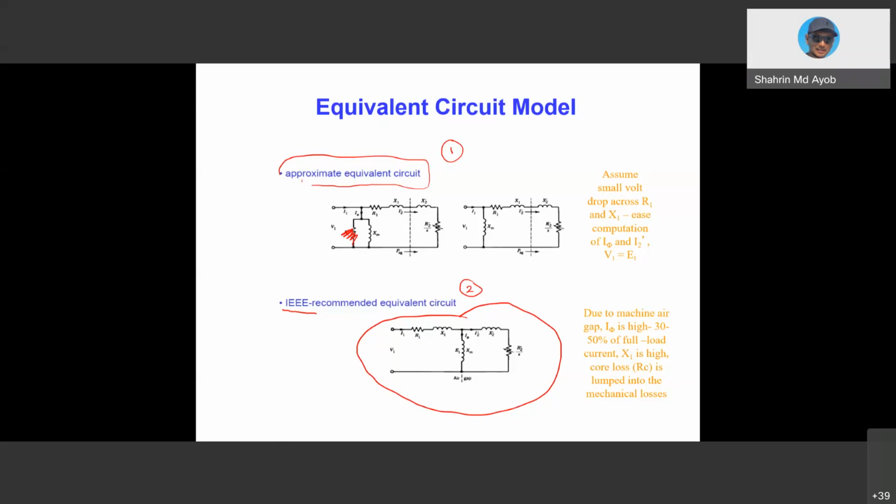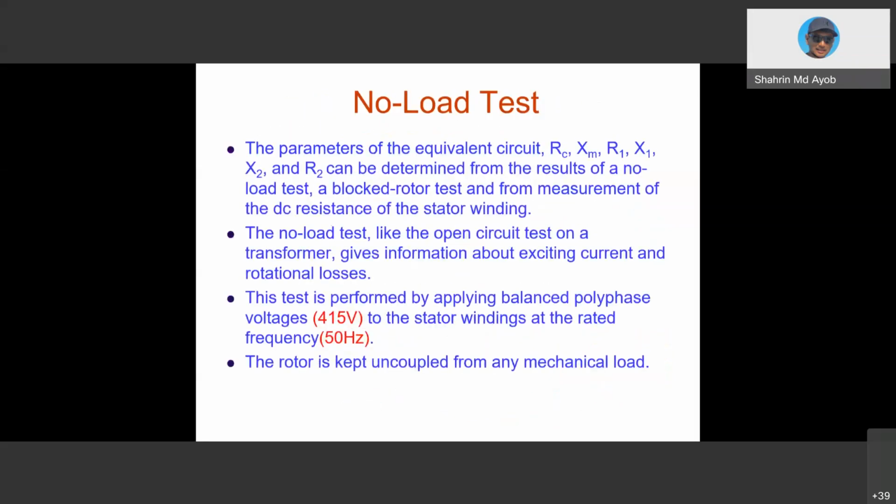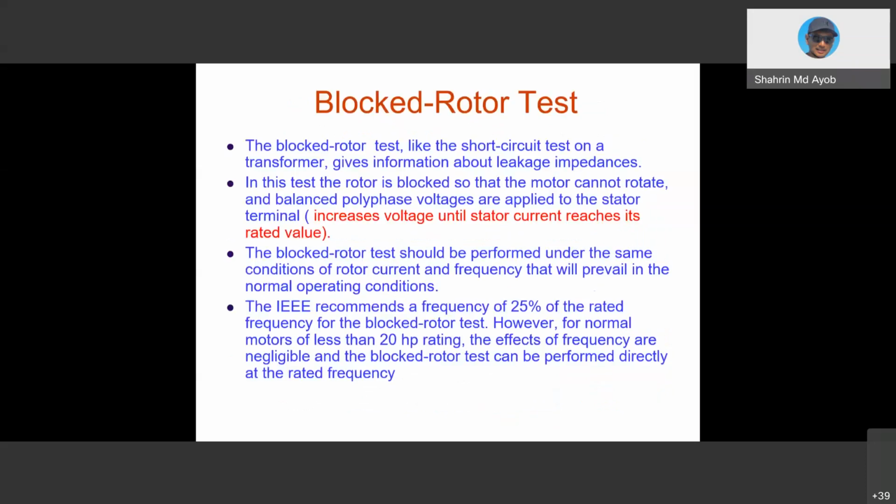And to get these parameters, R1, X1, Xm, and R2, it's the same as a transformer. We need to do a test. So we have what we call the no load test and the blocked rotor test.